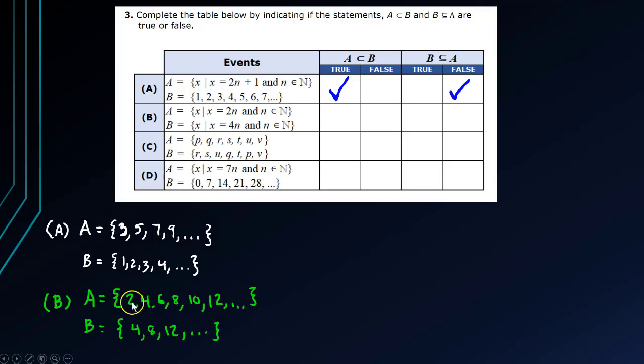Now, A has numbers in it like 2, 6, 10 that aren't elements in B. So A is not even a subset of B.